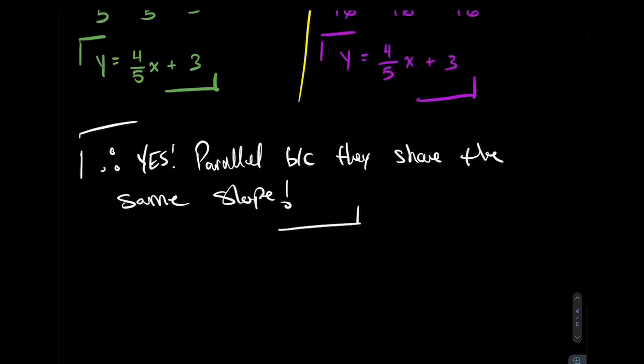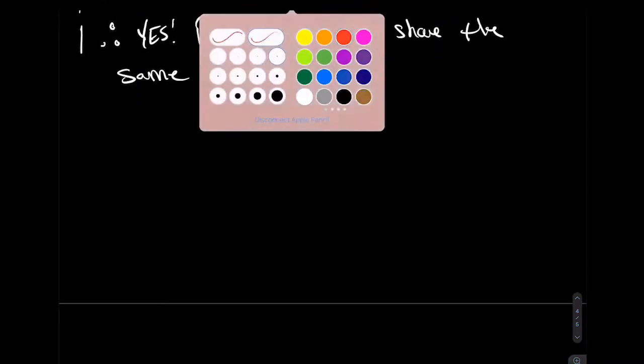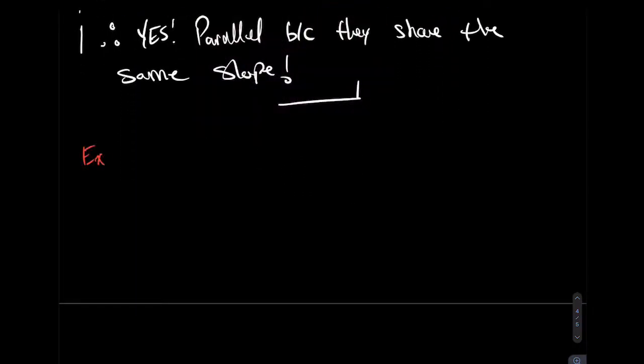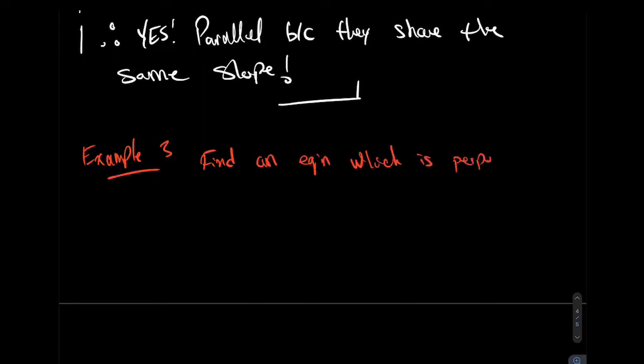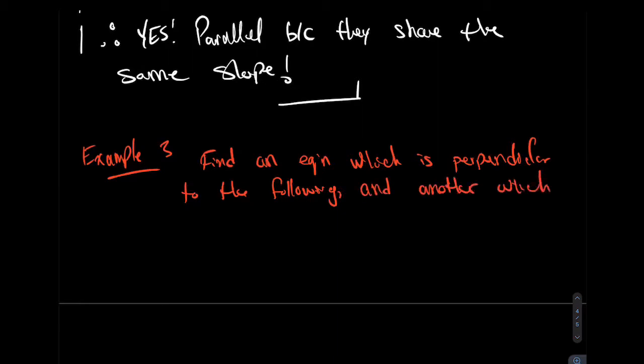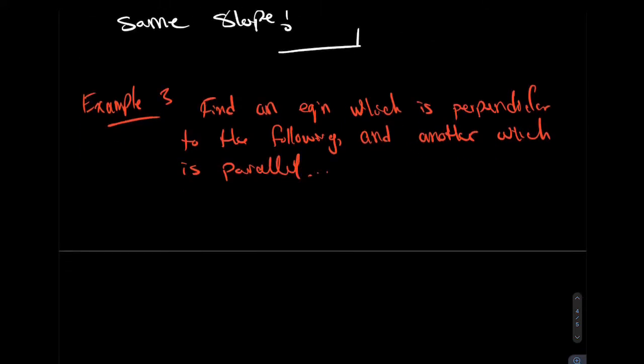Let's think about this question here. Let's do example 3. Find an equation which is perpendicular to the following, and another which is parallel. So let's say that we had the equation 7x plus 5y minus 5 equals 0.